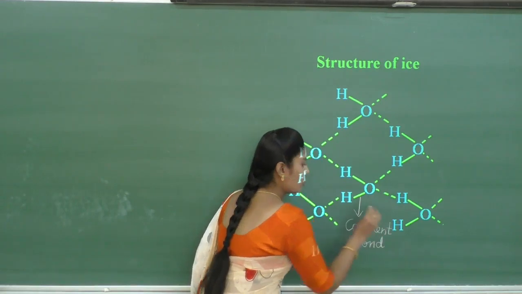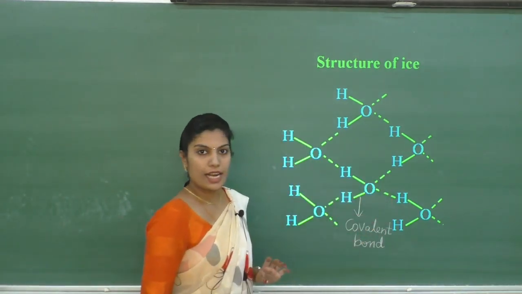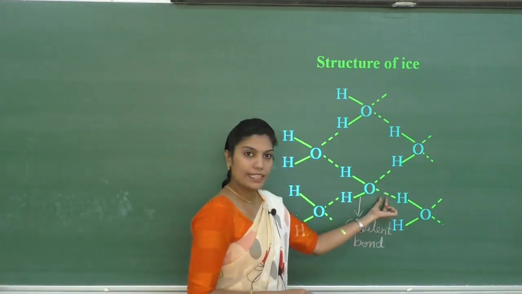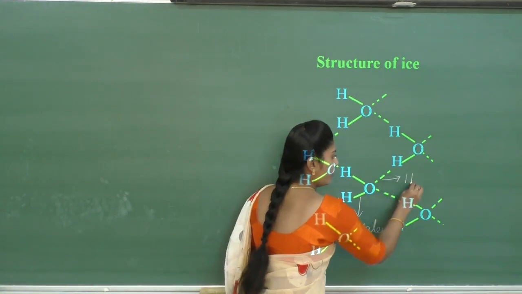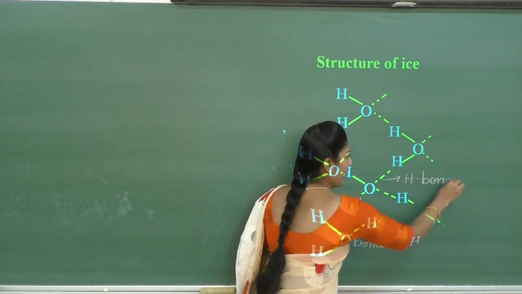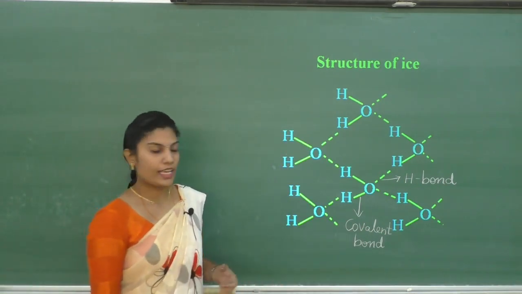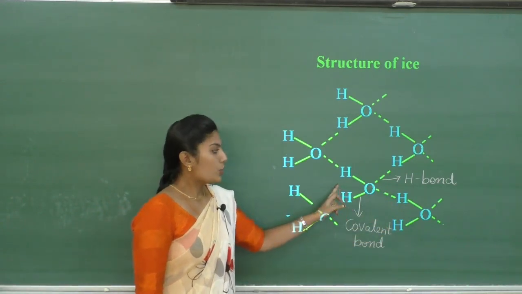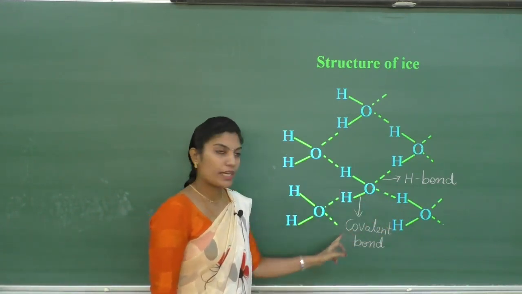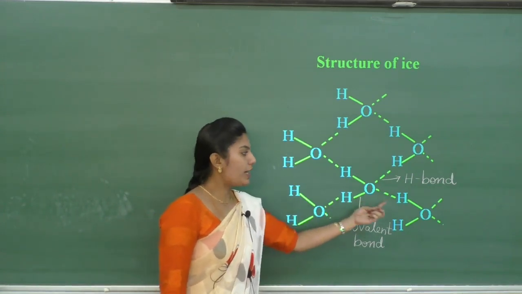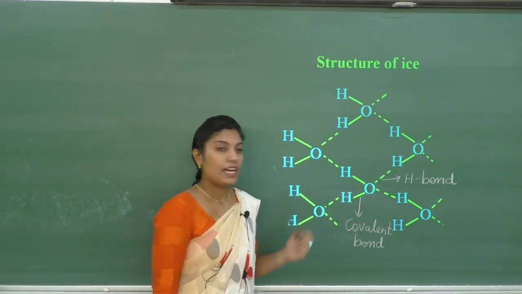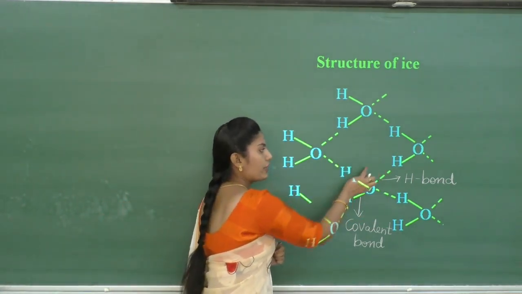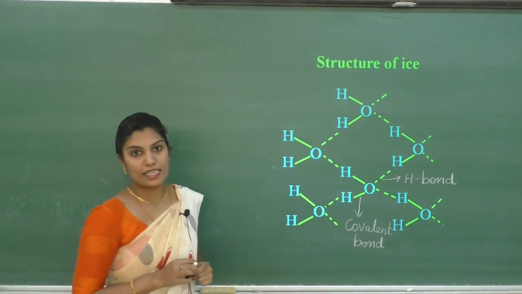And the other two hydrogen atoms are bonded to the oxygen by a hydrogen bond. This dotted line represents the hydrogen bond. So we can say that among four hydrogen atoms, two hydrogen atoms are bonded to the oxygen by a covalent bond and the other two hydrogen atoms are bonded to the oxygen by a hydrogen bond. You can observe here there is a presence of empty space within the structure of ice.